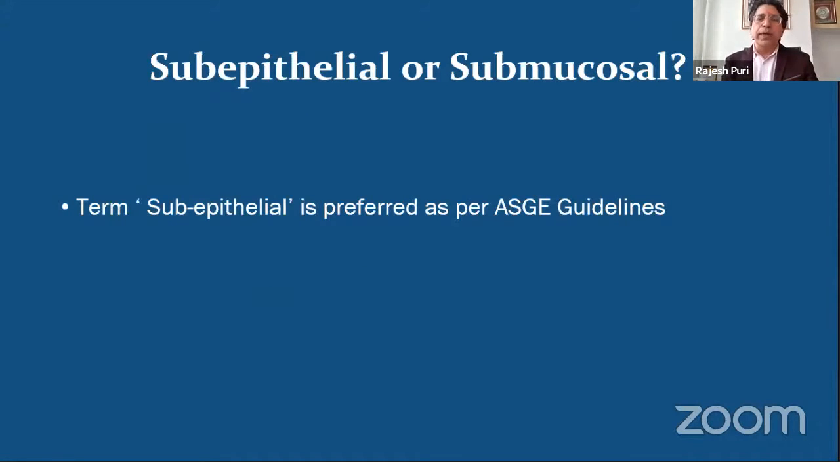First of all, it is very important to ask: should we call it a subepithelial lesion or a submucosal lesion? According to the ASGE guidelines, subepithelial lesion is the preferred term, because when you say submucosal, it appears like it is originating from the third layer of the gut wall. So when we describe it in our endoscopy, we should always describe it as a subepithelial lesion.